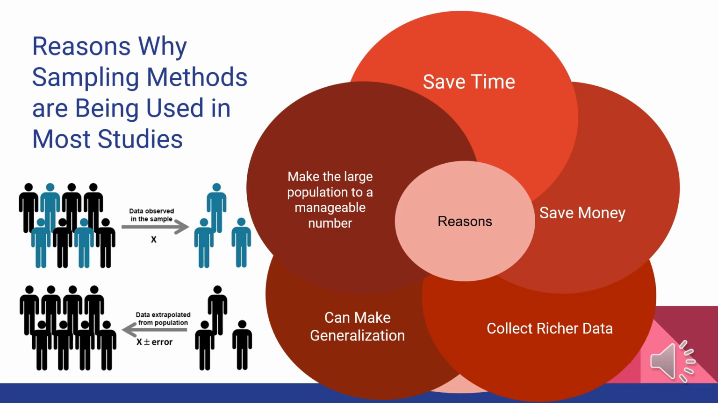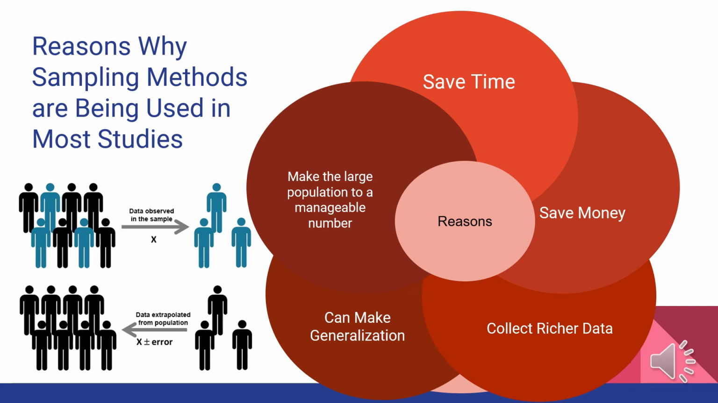The second reason is save money. Sampling saves money by allowing researchers to gather the same answers from a sample that they would receive from the population. Non-random sampling is significantly cheaper than random sampling because it lowers the cost associated with finding people and collecting data from them. Because all research is conducted on a budget, saving money is very important.